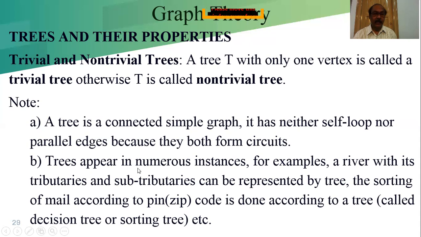Trees appear in numerous instances. For example, a river with its tributaries and sub-tributaries can be represented by a tree. That means the branches of the river can be represented by a tree. The sorting of mail according to the pin code, normally known as the zip code, is done according to a tree structure. That means place.